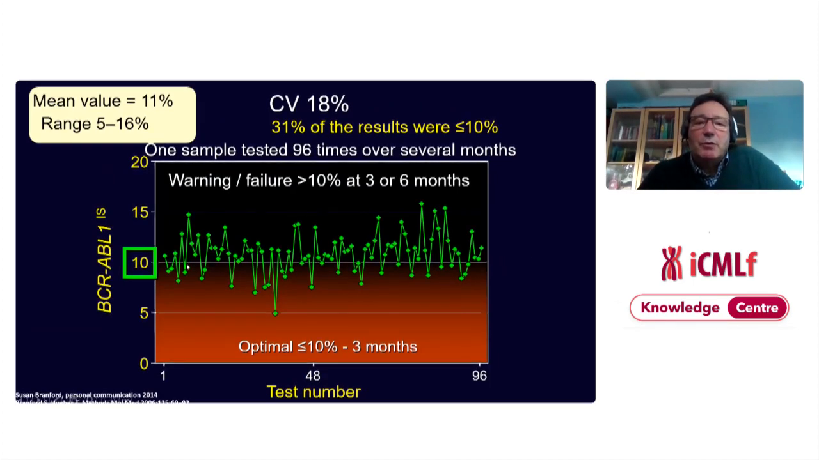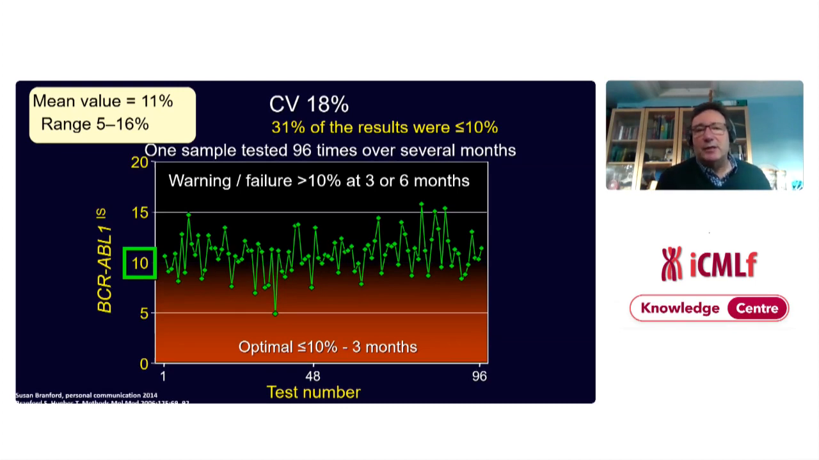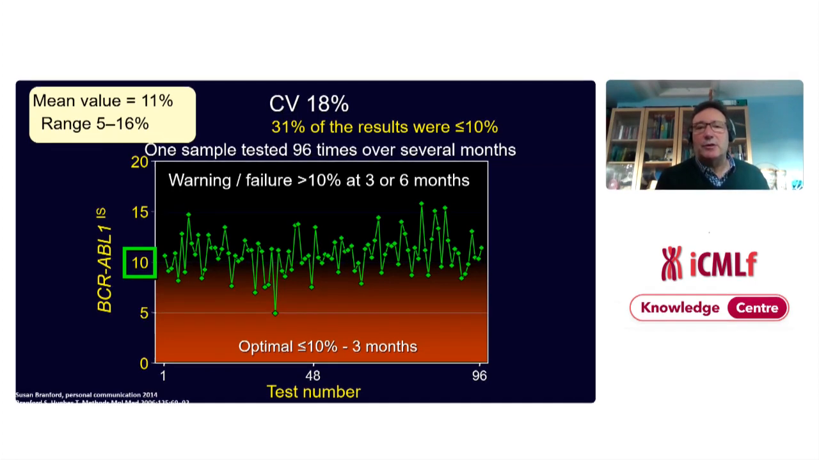This is a control sample run on multiple runs, 96 times. The mean value is 11%. And this is the range of results that you get. So you can see from this immediately that it's meaningless to try and decide whether a patient with 12% BCR-ABL is different from a patient with 8% BCR-ABL. This is well within the range of uncertainty of the test. So it's very important in communicating between labs and clinicians to communicate that degree of uncertainty.